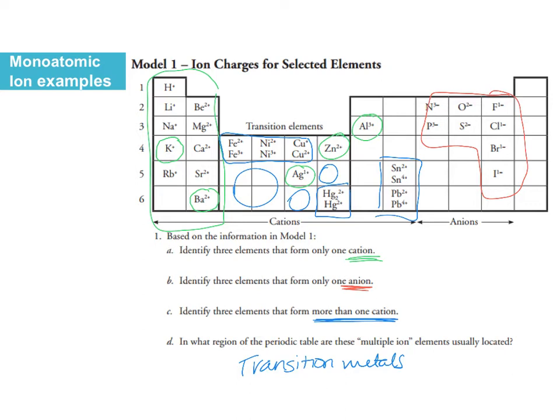Another thing, and I know this isn't exactly on here, but another thing you kind of want to make note of, if you remember, we had that zigzag line here. Our non-metals versus our metals. Do you notice any sort of pattern going on with the charges that they form here? Everything to the left of that line is a metal. Metals form positive ions. Non-metals form negative ions.